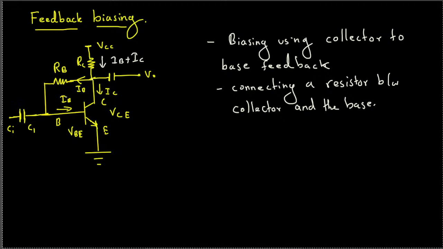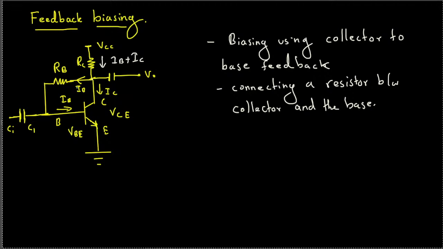We have IB, that's base current, and then VBE is the base emitter voltage, VCE is the collector emitter voltage, and RB is the feedback resistance, or you can say biasing resistance, and that is basically it. Okay, now let's apply KVL inside of this circuit.